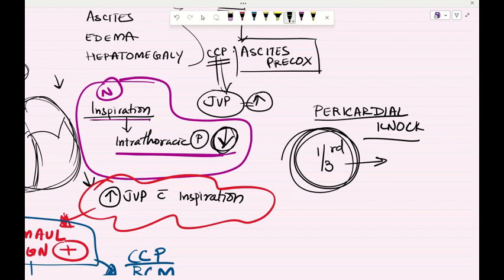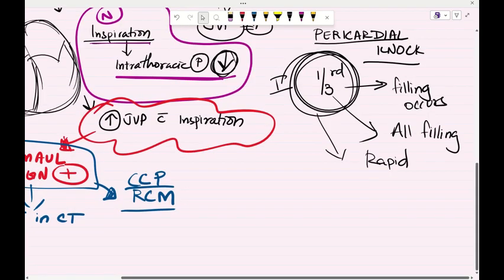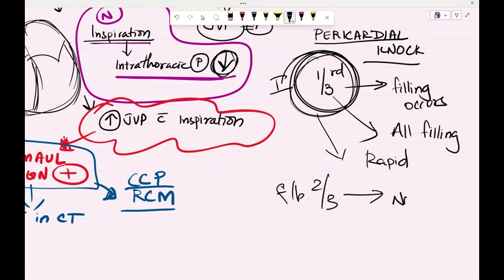So what the atria tries to do is push all the blood into the ventricle in the first one third. During this first one third itself, all the filling occurs, so it's rapid. It has to occur in the first one third because in the later part there is no relaxation, so there can't be any filling. Only in the relaxation, that is the first one third, there can be filling. Followed by the next 2/3, no filling, no diastole.